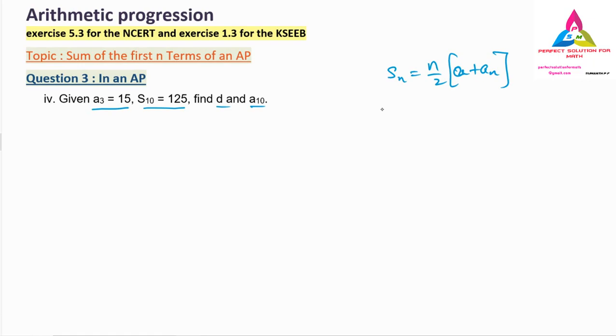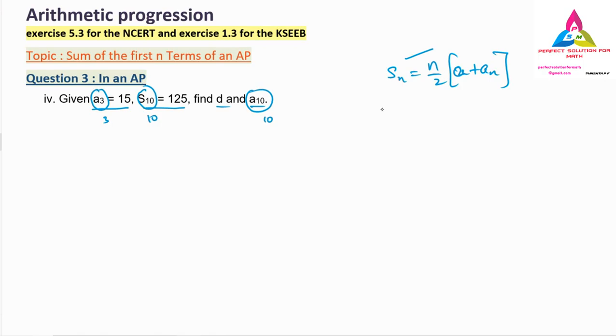They have given A3 and here they have given S10. So you can compare the n values. Here the n value is 3. Here the n value is 10. And they have asked to find A10, where the n value is again 10. So we can't go directly with this formula. Understand the concept.